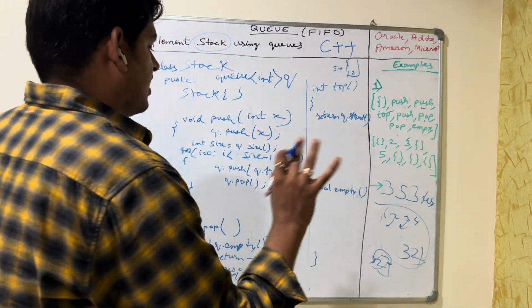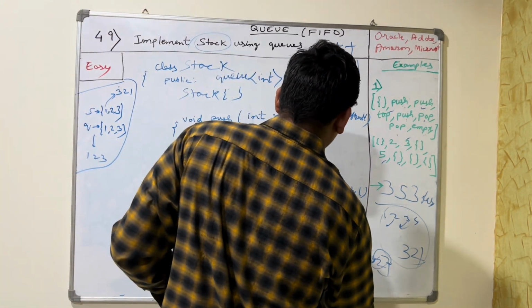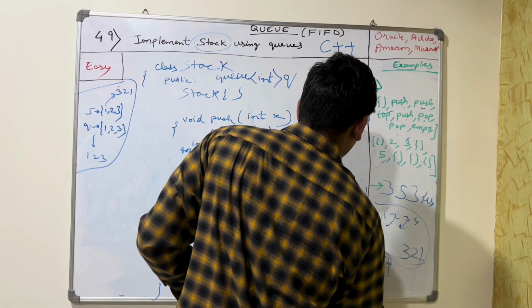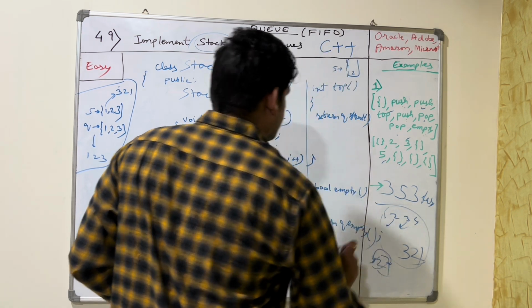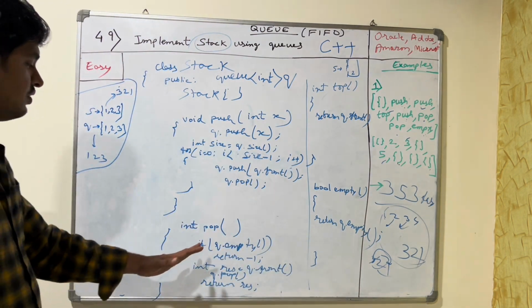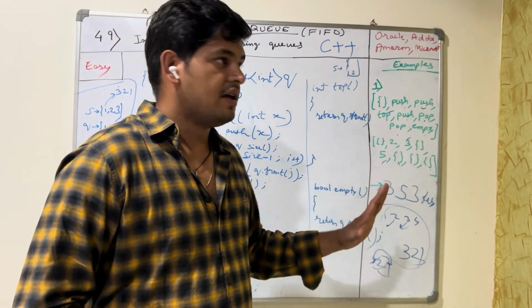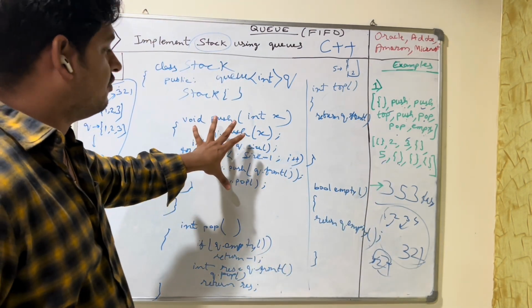So for q we have stack.q.front, and for this one we need to return q.empty. If it is empty, then it would return true. Otherwise, it would return false. Okay. So this pop, top, and empty are the normal, same functions, right? We need to see how this push worked.